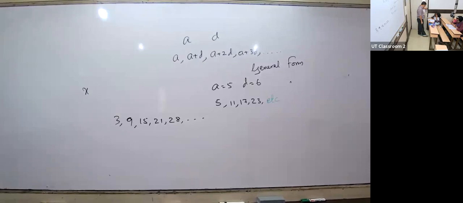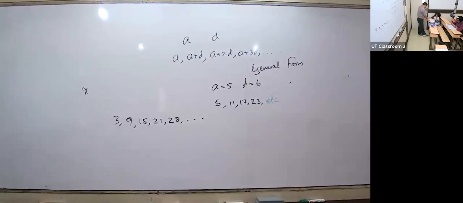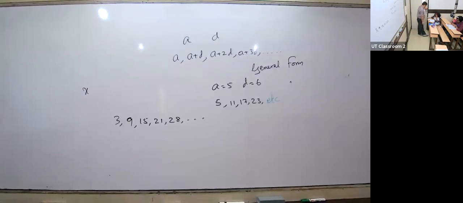Continue. The common difference can be obtained by subtracting any term from the term that directly follows it. That is, D equals a2 minus a1, equals a3 minus a2, and so on. Okay, all of you followed? Yes, sir. Harshita, followed?